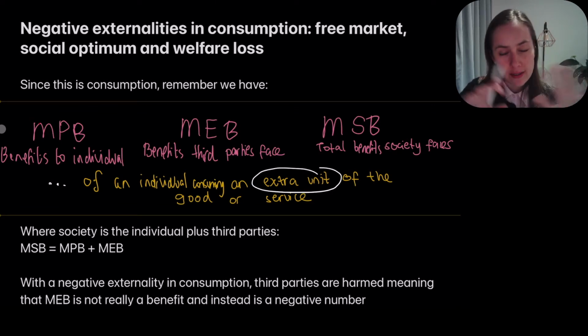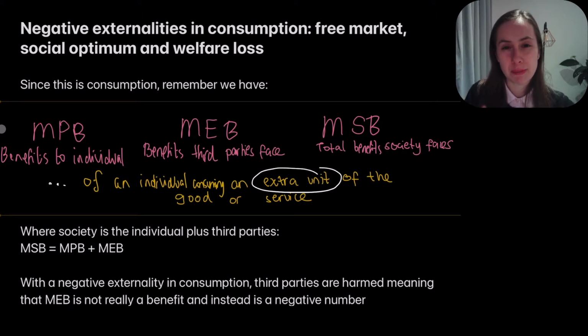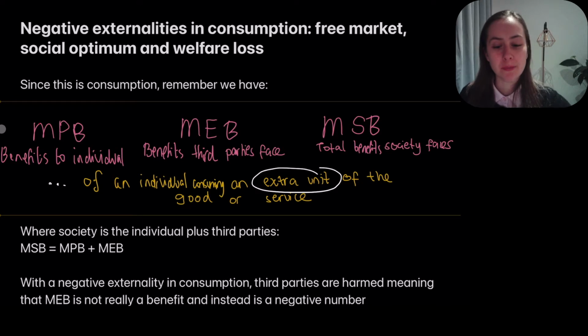MEB, this is the externality. This was the marginal external benefit, and it's the benefit that third parties receive. Remember, that benefit could be good, could be bad. In this video, it's negative externality, so it's going to be really bad, really harmful, of an individual consuming an extra unit of the good or service.